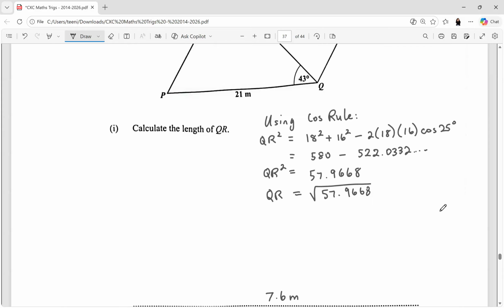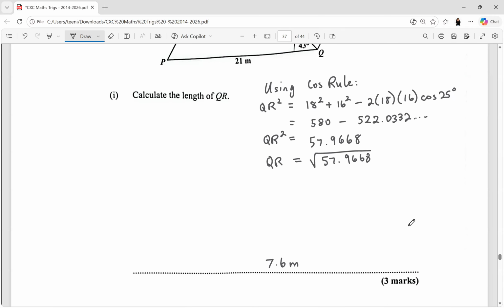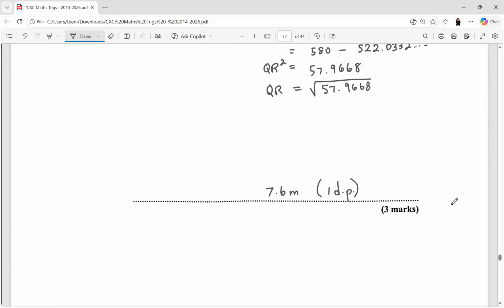18 squared plus 16 squared minus 2 by 18 by 16 cos of 25. Yep, and then you press square root and you get 7.61358, right? Which is 7.6 meters. I'm going to write in brackets 1 decimal place because that's what I rounded off to. So that's the first part.